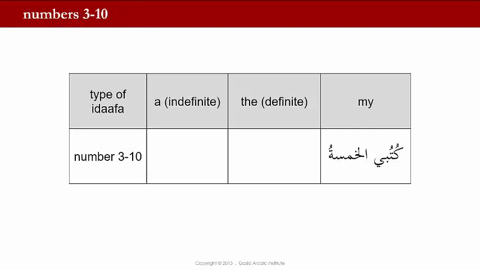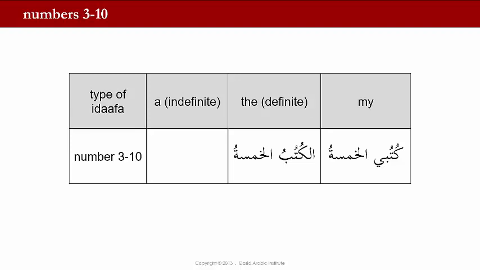Now here for numbers 3 through 10 we say my 5 books. Here we would say kutubi al-khamsatu, my 5 books. We attach the ya to the mudaf, and then we say again kutubi al-khamsa. Here, in a sense, we break up the idafa. If we wanted to say the 5 books, we'd say al-kutub al-khamsa.